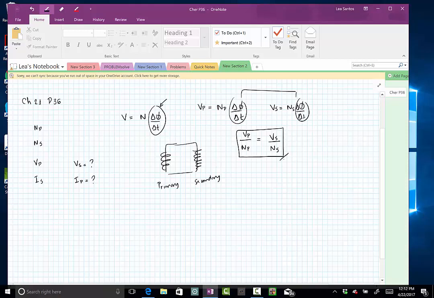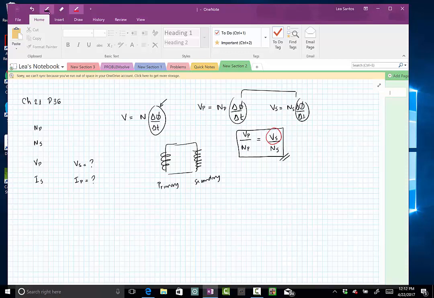So easy, and that's what we need to use here to find the secondary voltage, which is what they're asking, right? The other three quantities here we have.